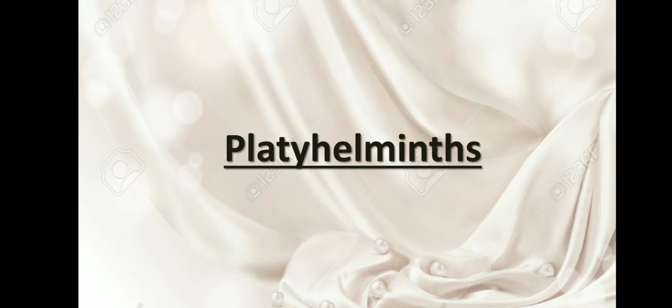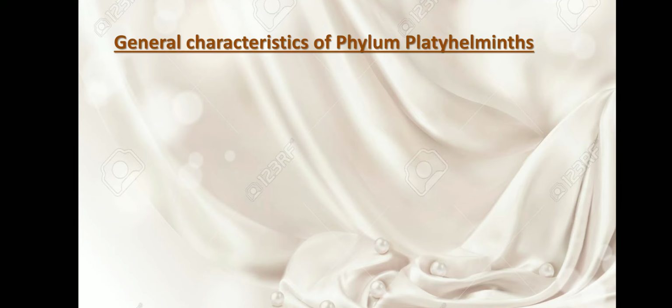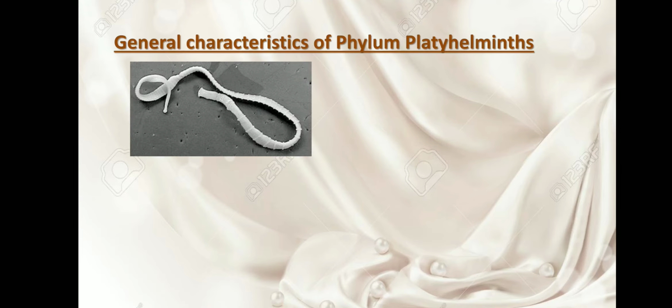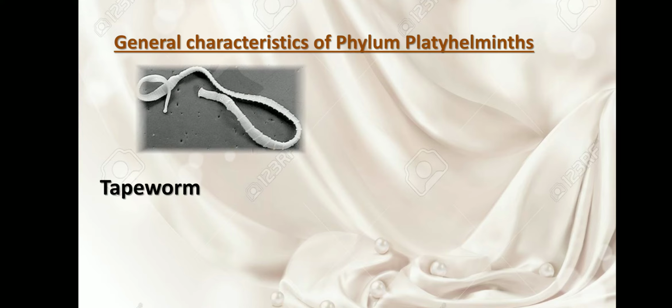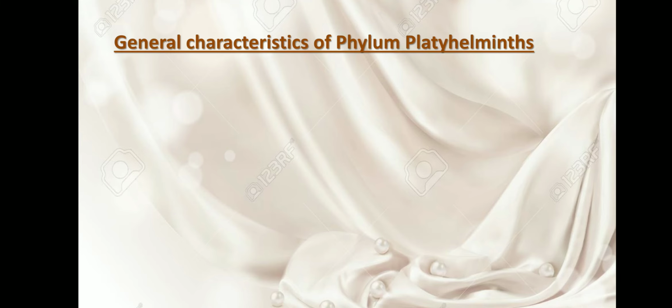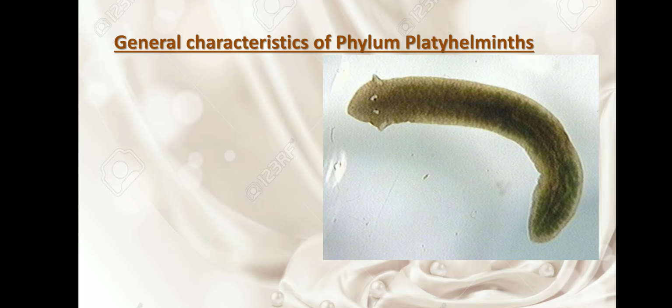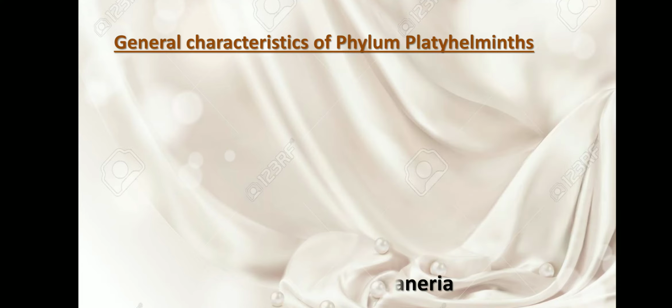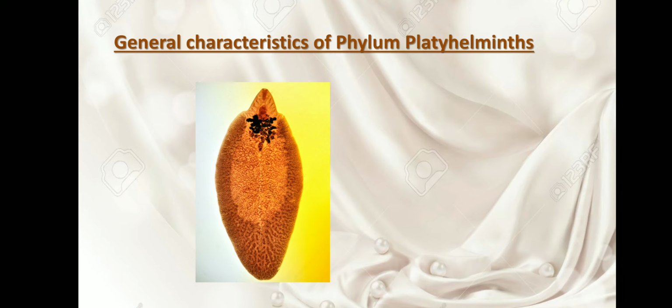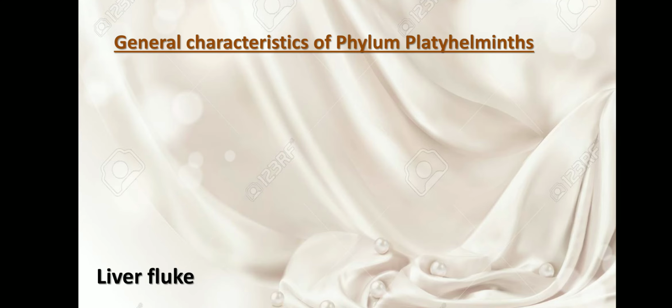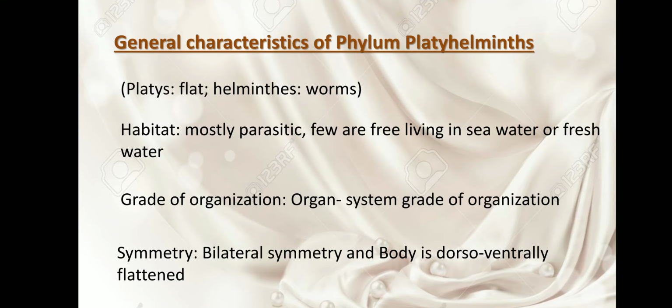Now the next group is Platyhelminthes. These are some examples. What is this? This is a tapeworm. This is very famous and we discussed it in 10th class also. This is planaria. Guess what this is? This is a liver fluke. So Platyhelminthes are flatworms. Let's talk about the features.